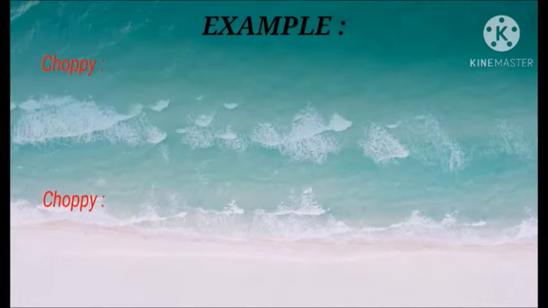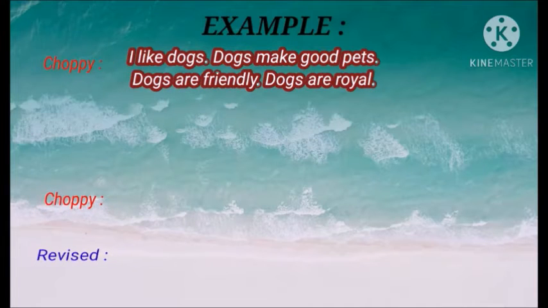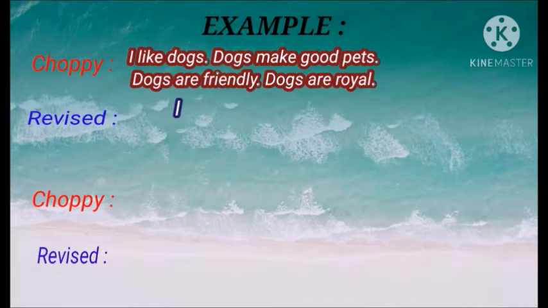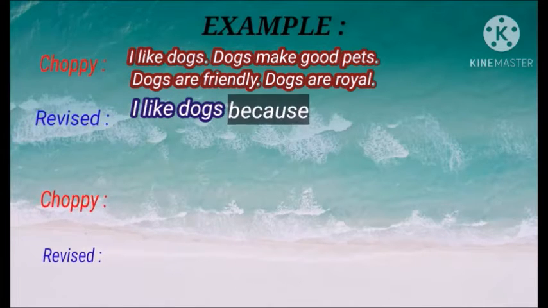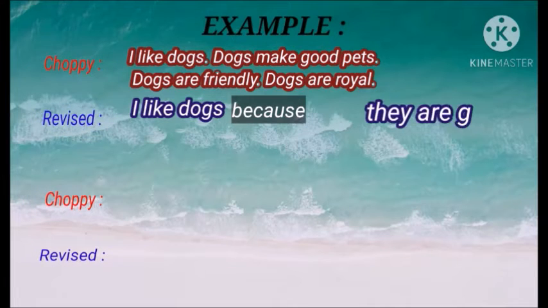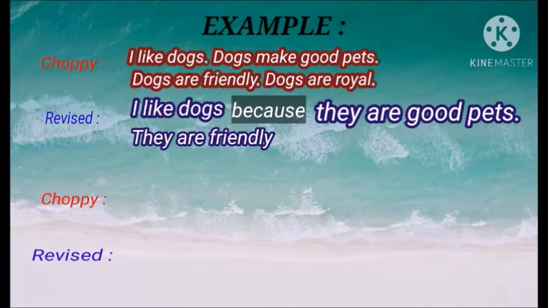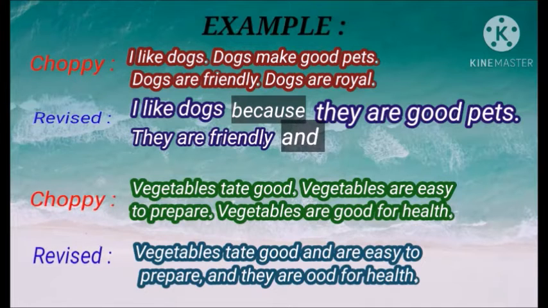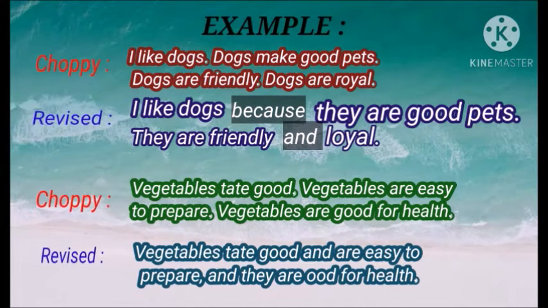Example: I like dogs. Dogs make good pets. Dogs are friendly. Dogs are loyal. For revision, we can add subordination and coordination. It becomes, I like dogs because they are good pets. They are friendly and loyal.